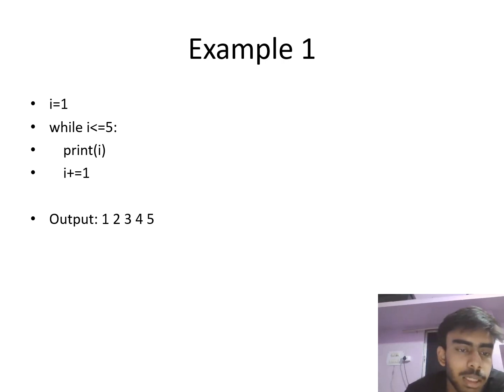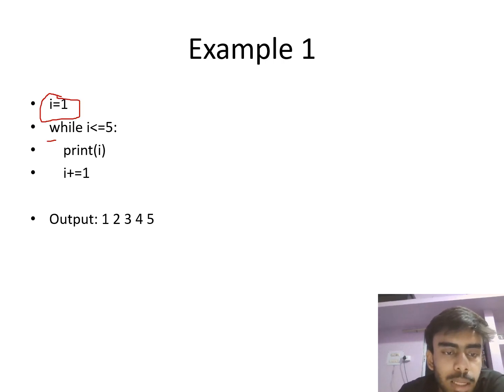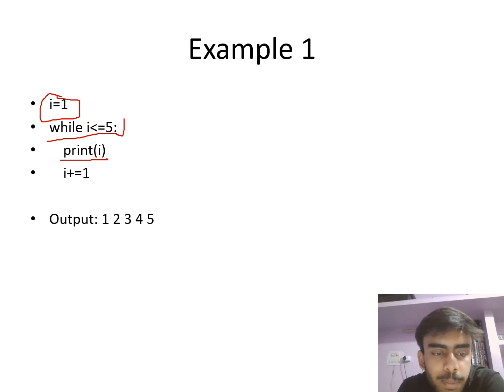Now, check this question. Over here, we have initialized I as 1, I is equal to 1, while I is less than or equal to 5, then print I. So what is happening over here? Over here, I is 1.